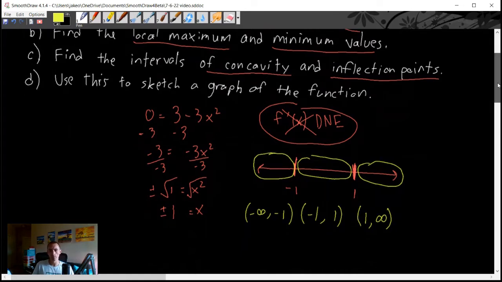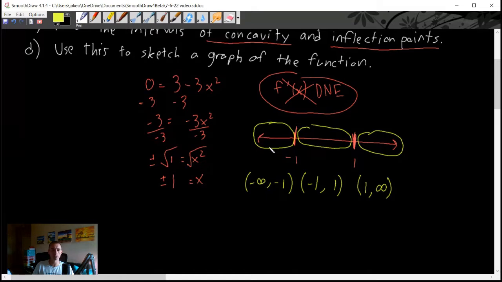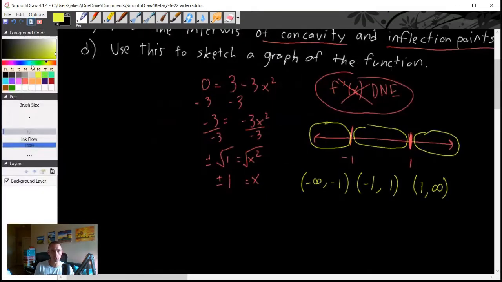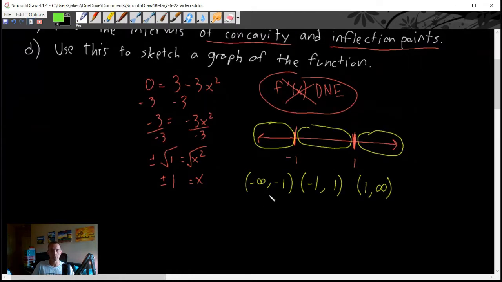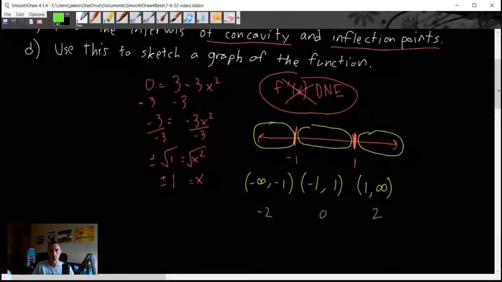Now what we want to do is pick some numbers within each of these 3 intervals. It doesn't really matter what number you pick. You can pick whatever number you want, but it just has to be one number within each of these 3 intervals. So let's just say we take -2, 0, and 2, because -2 is within this interval, 0 is within this one, and 2 is within this one.